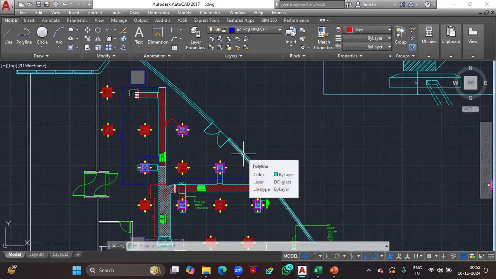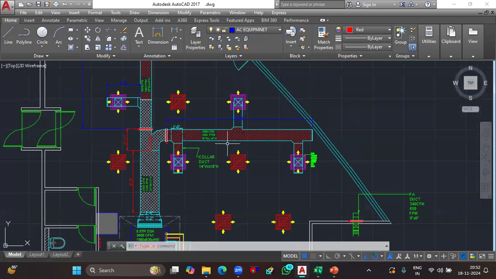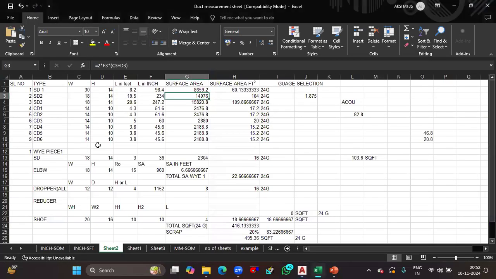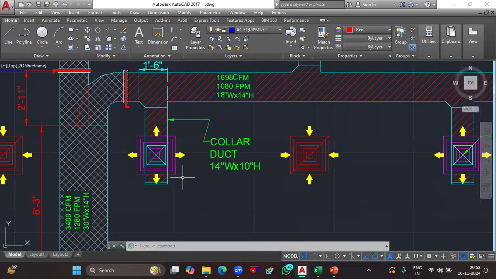Later, it's about the other aspects such as the collar ducts and dropper ducts. We need to find out the value for them also. So how to find those? It's very simple though. Initially, collar duct 1. What should be the width? You've already mentioned those details inside the drafting itself. 14 cross 10, isn't it? So enter the value 14 cross 10.